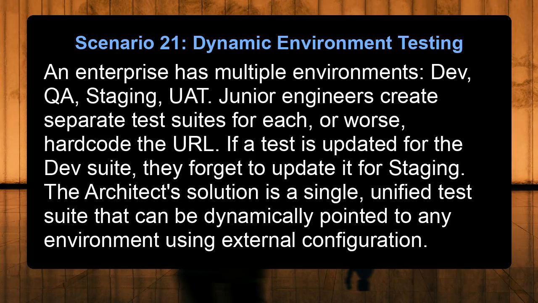Scenario 21. Dynamic environment testing. An enterprise has multiple environments: dev, QA, staging, UAT. Junior engineers create separate test suites for each, or worse, hardcode the URL. If a test is updated for the dev suite, they forget to update it for staging. The architect's solution is a single, unified test suite that can be dynamically pointed to any environment using external configuration.